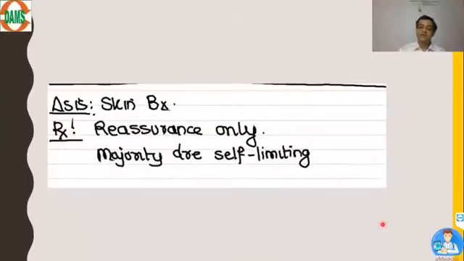Diagnosis is done by the skin biopsy and the treatment is reassurance only. So the diagnosis is skin biopsy. Treatment is reassurance only, because the majority of the disease is self-limiting. So it is a good prognosis. There is nothing to worry. Most patients of Henoch-Schönlein purpura recover without any treatment.